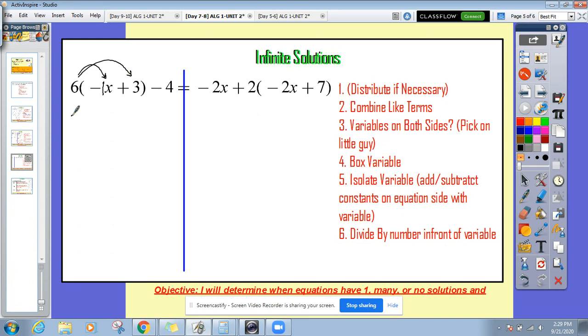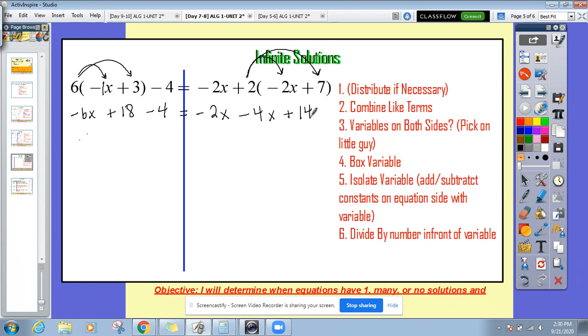So 6 times -1 is -6x. 6 times 3 is positive 18. And then we have a -4 I can bring down. We have a -2x to bring down. And then we can start distributing this 2 or multiplying it into the parentheses. 2 times -2 is -4x. And then 2 times 7 is positive 14.